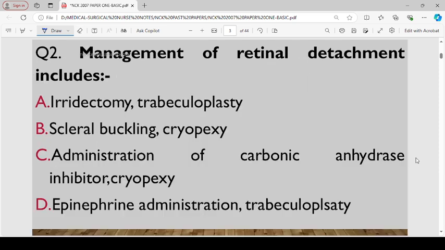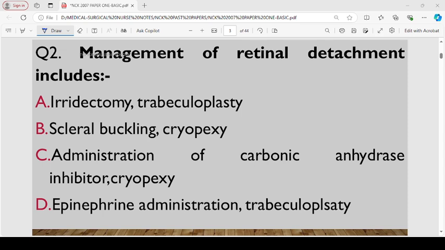Let's go to question number 2. Question number 2 says management of retinal detachment includes. You have a minute. Ladies and gentlemen, as you know, iridectomy and trabeculoplasty is an incorrect option because these procedures are typically for glaucoma and not retinal detachment.